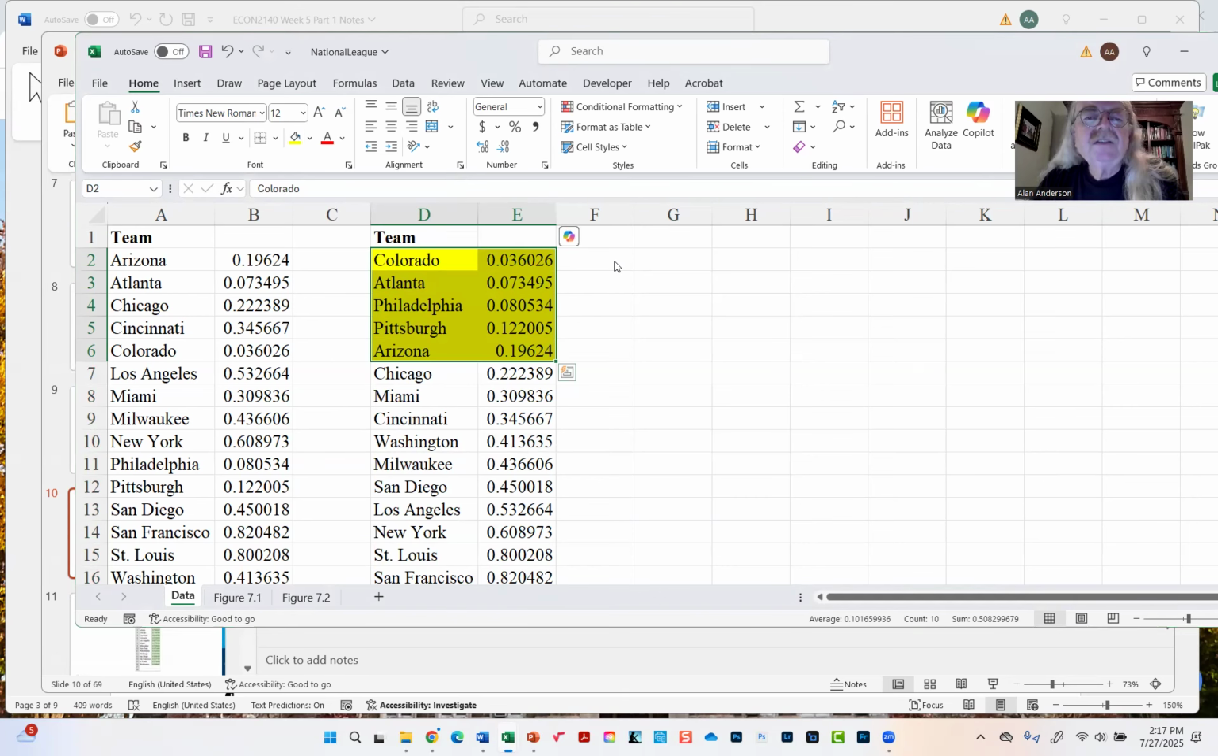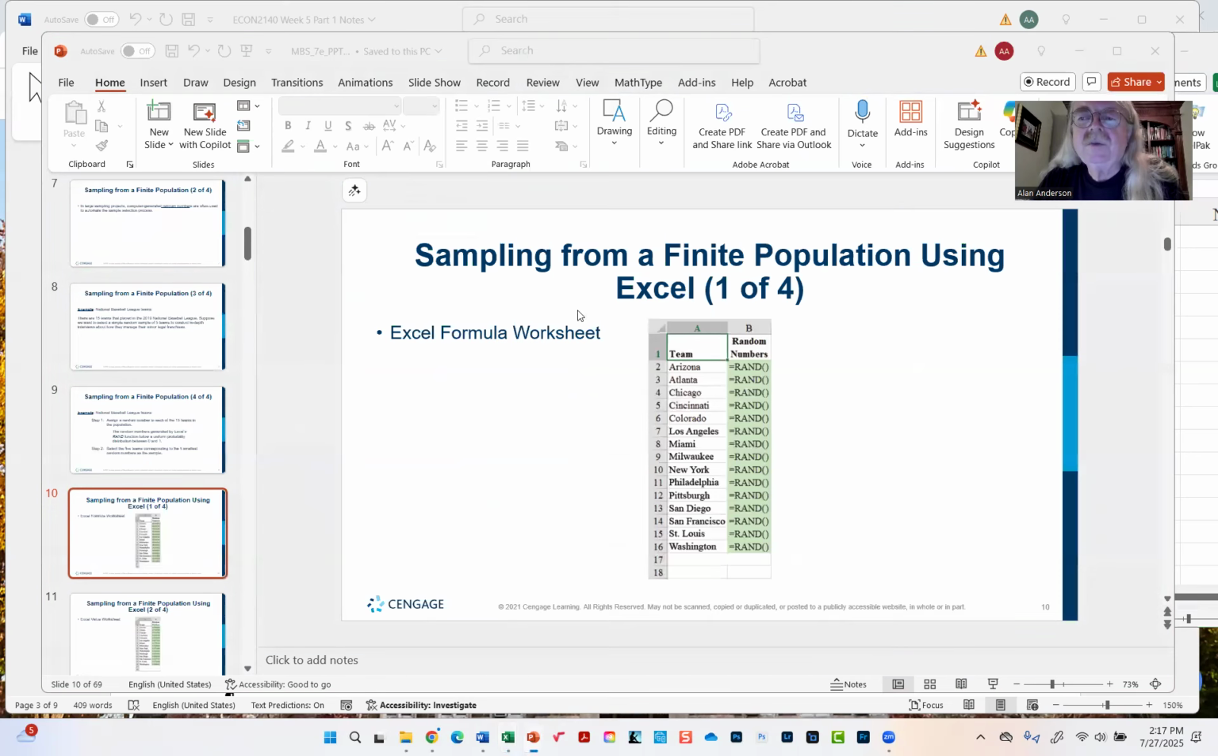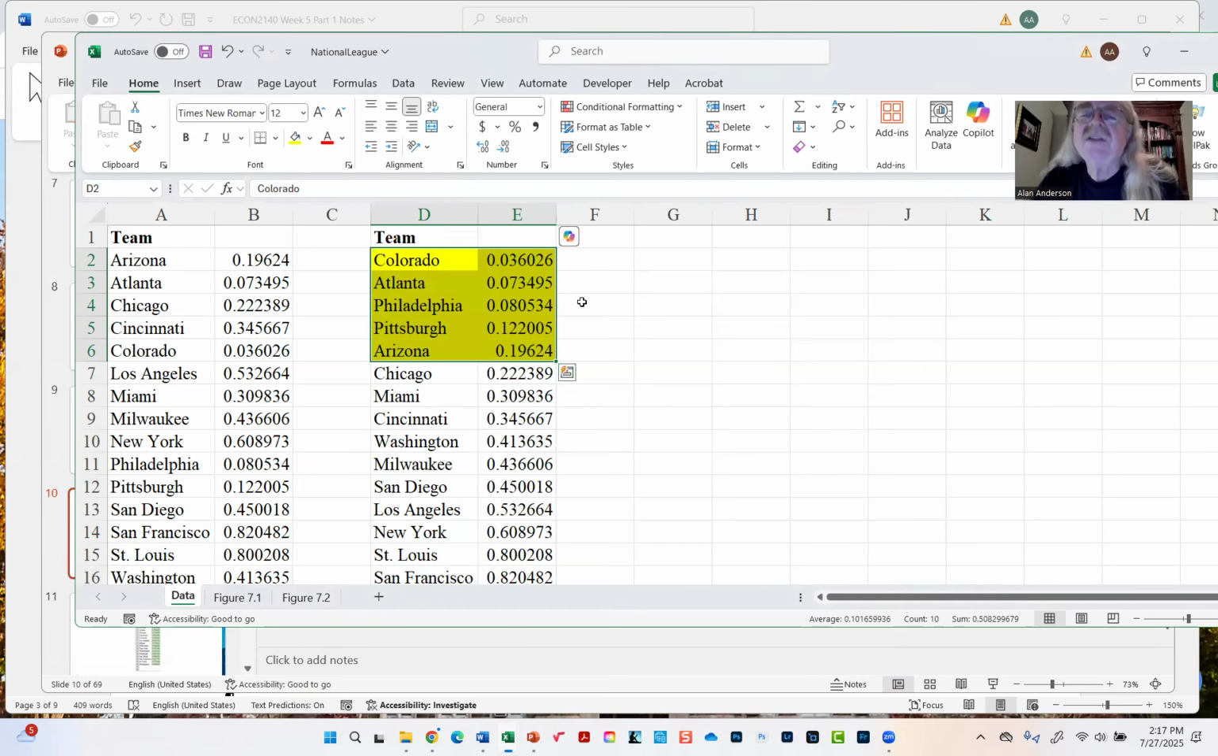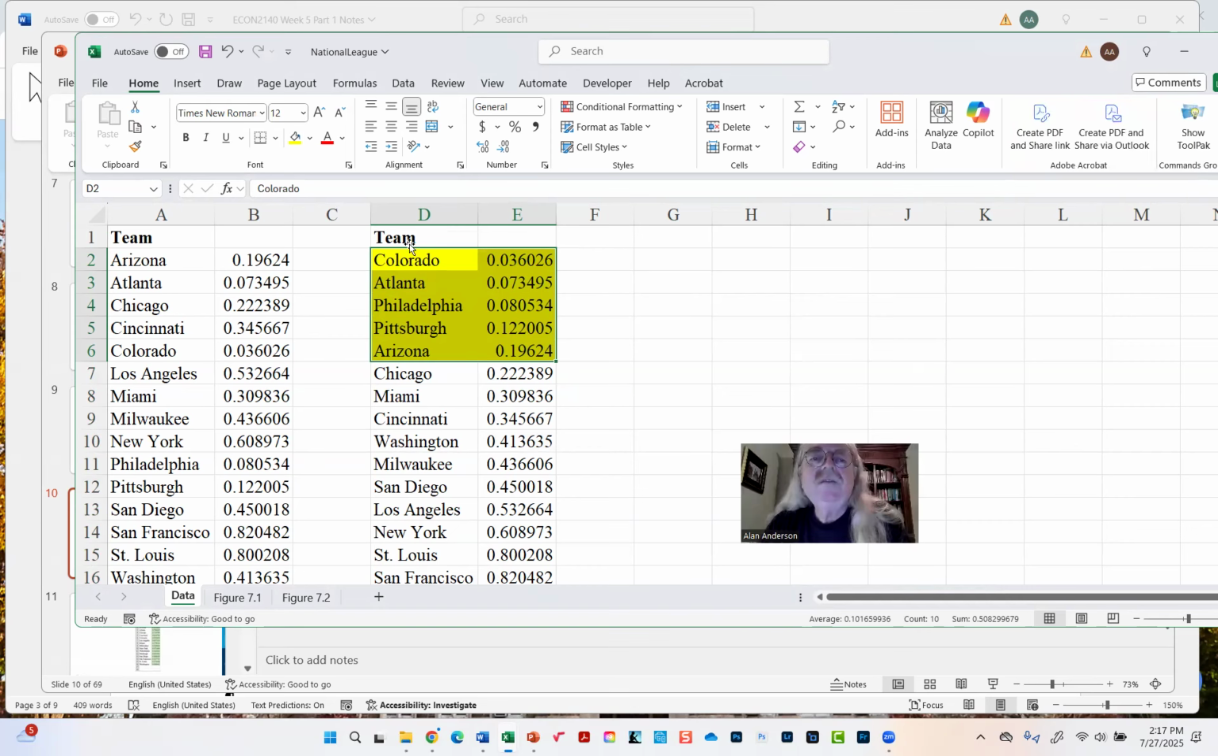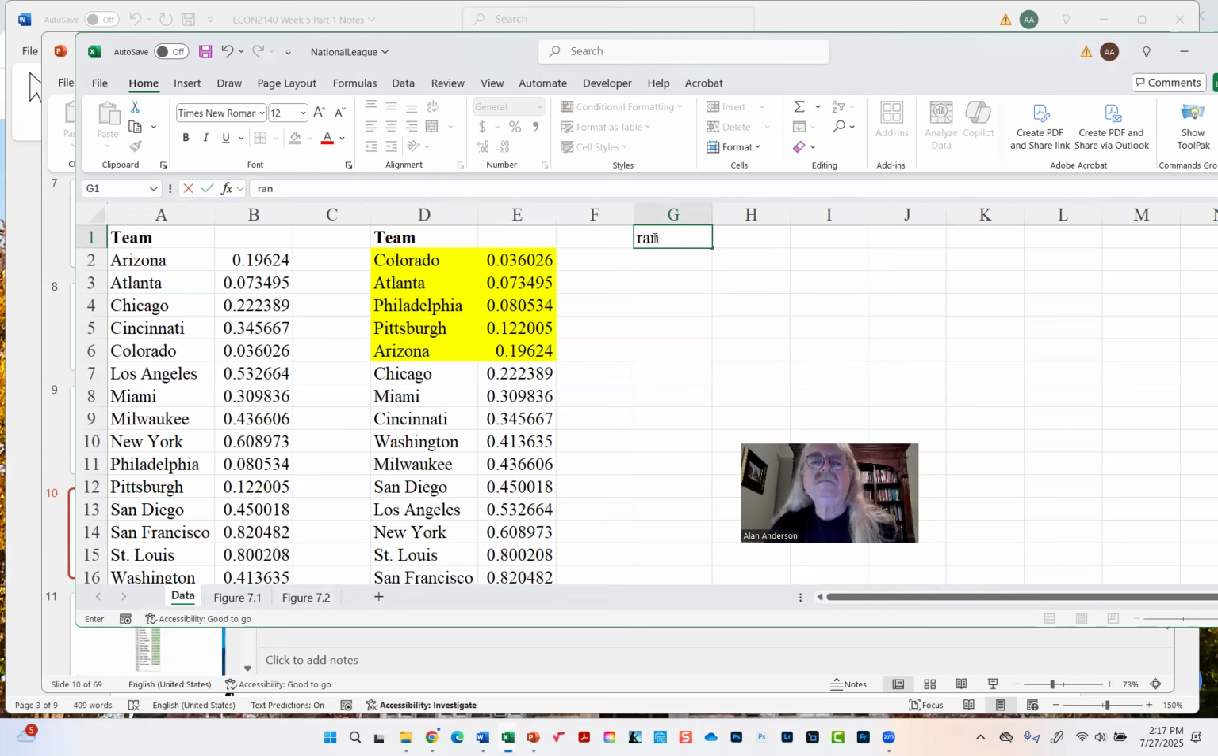Okay, so that's a simple random sample in Excel, but be aware again that you have to copy and paste these numbers to prevent them from changing. That is a quirky thing. Now, there is, on the other hand, an Excel add-in that will let us get around this problem. If you wanted to, for example, generate random numbers, let's say in column G, without using that command, here's what you could do.